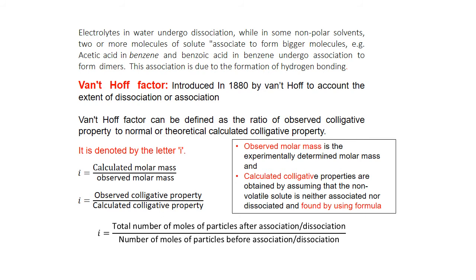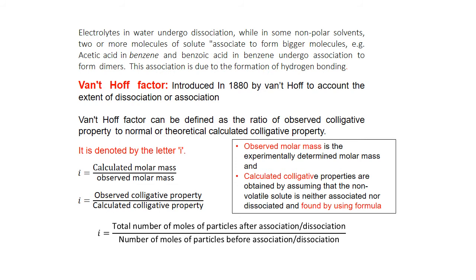But if some non-polar solvents are added, these get associate, तो बड़े molecules बना लेते हैं. Example, acetic acid is dissolved in benzene and benzoic acid in benzene. These undergo association, and that is due to formation of hydrogen bonding. So दो molecules combine कर जाते हैं, dimer बना लेते हैं, जिससे कि जो molecular mass calculate होगा, that will be double of its actual molecular mass.